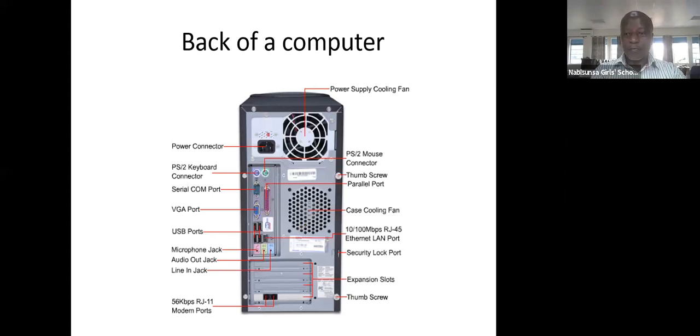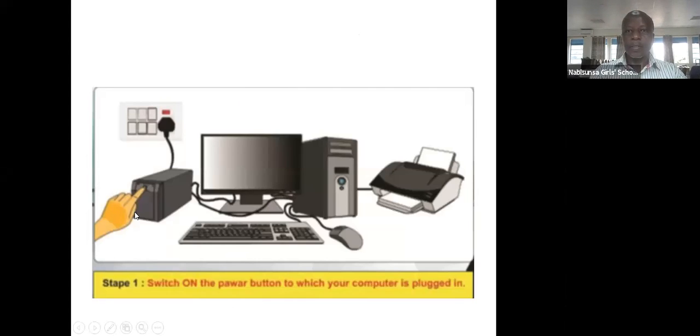Now let us look at the front of the computer. This is an already connected computer system. Where you see someone's finger, that is the UPS, an uninterruptible power supply. Then we have the monitor, we have the keyboard, we have the system unit, which harbors all the internal components, including the hard disk and CPU, and then you have the mouse and printer.